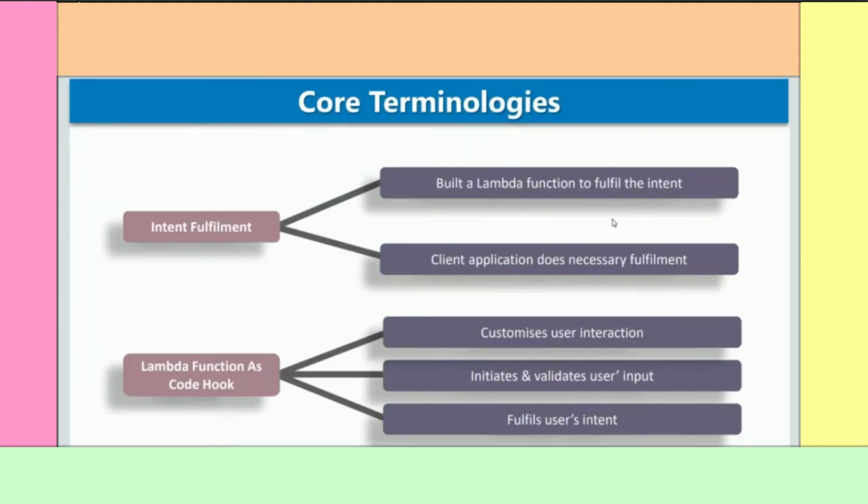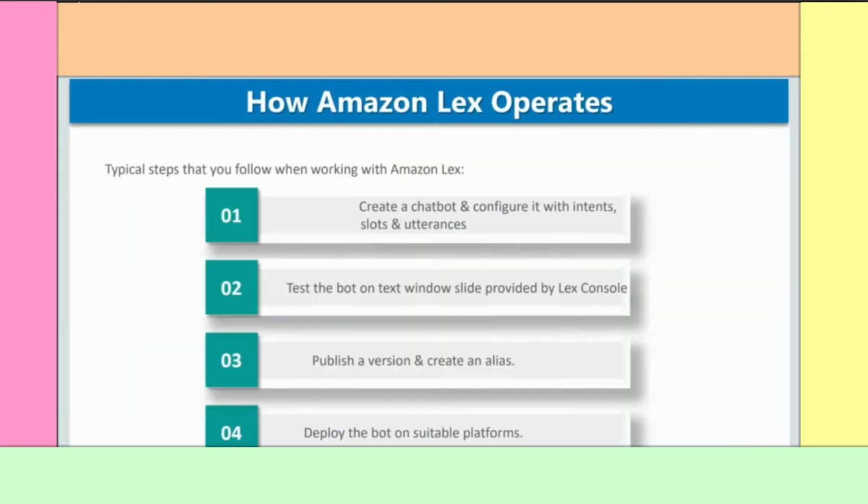And that exactly is what we'll be using Lambda for. And to understand how exactly Amazon Lex operates, first of all, we have to create a chatbot and configure it with the intent, slots, and utterances. Then we have to test the bot on the text window provided by the Lex console. Then we can publish a version and create an alias, and then we can deploy the bot on a suitable platform. That's how we have to start operating on top of Amazon Lex, step by step.